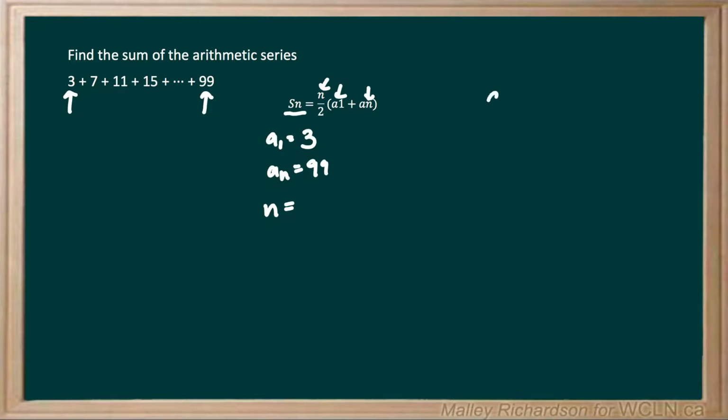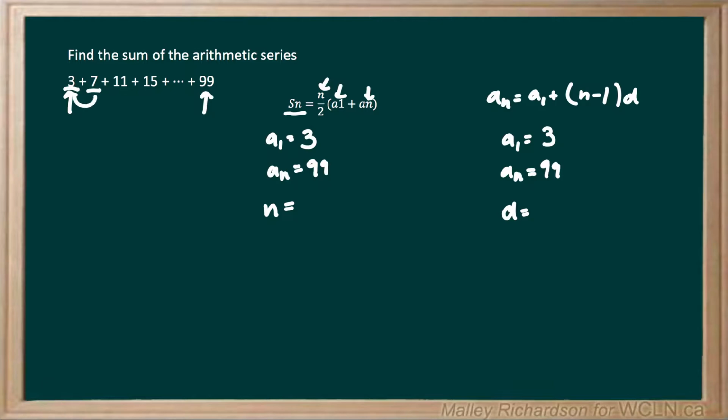The formula is going to be a of n equals a1 plus n minus 1 all multiplied by d, where a1 is again the first term, 3, a of n is our last term, 99, and d is our common difference, which I have to solve. To find the common difference, we want to ask ourselves, how do we get from the first term in the series to the second term?